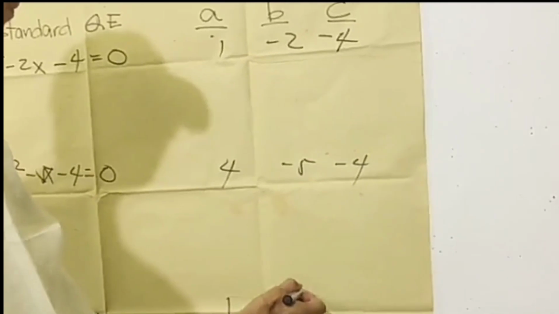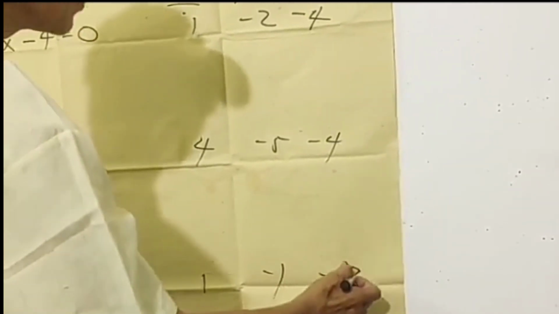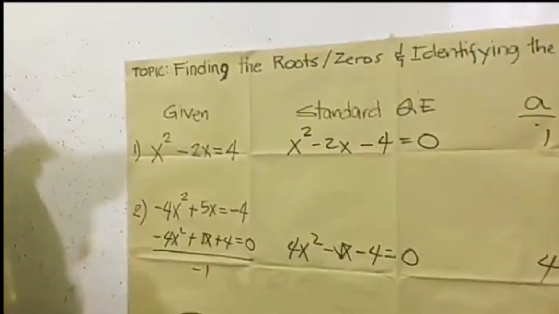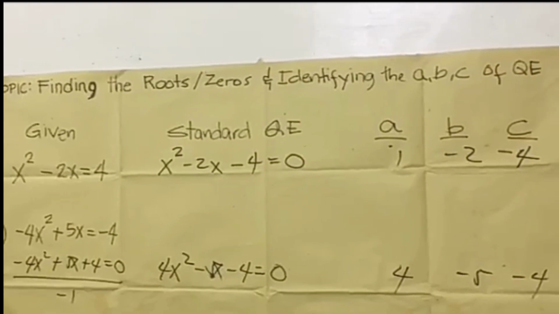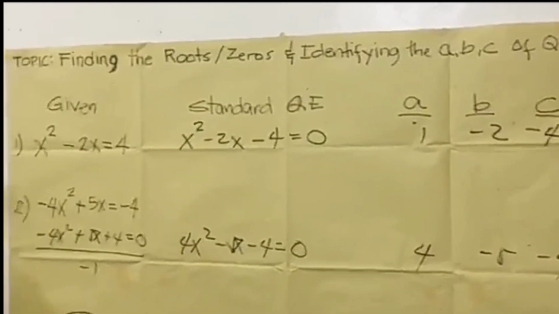Then the A is the silent one here, 1. For B, you have negative 1. And for C is negative 12. I hope you understand about how to find the roots and zeros of a quadratic equation and identifying the ABC.